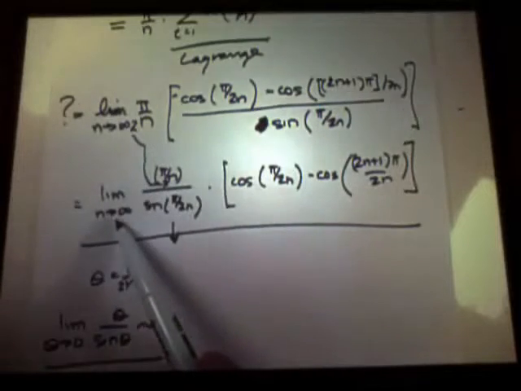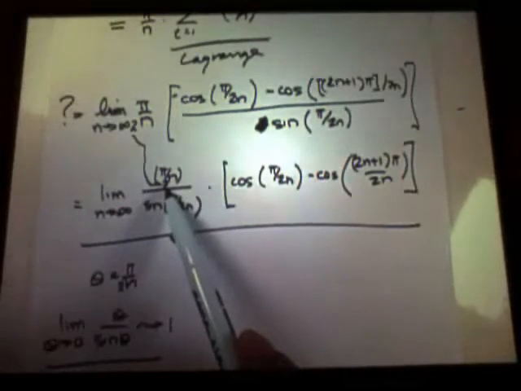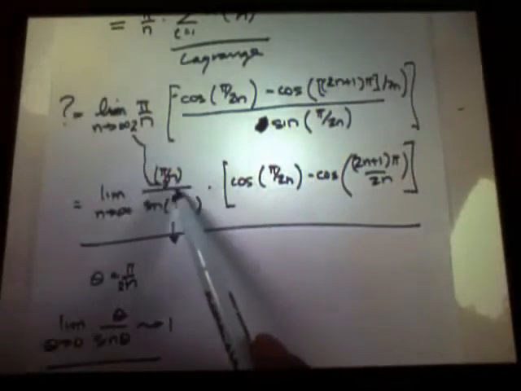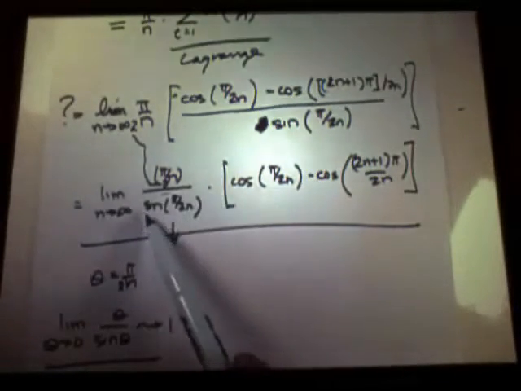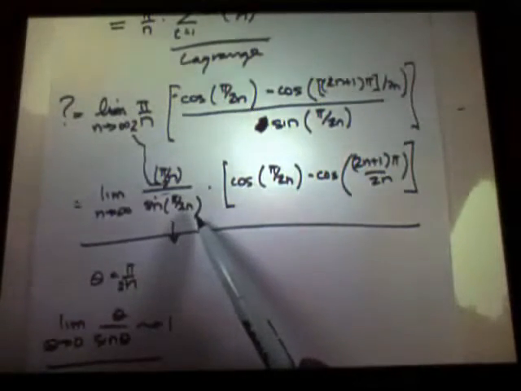The limit? Is that a number? This? No, this. Right. That limit as n goes to infinity of sine pi over 2n. This is sine. Sine pi over 2n. It's okay.